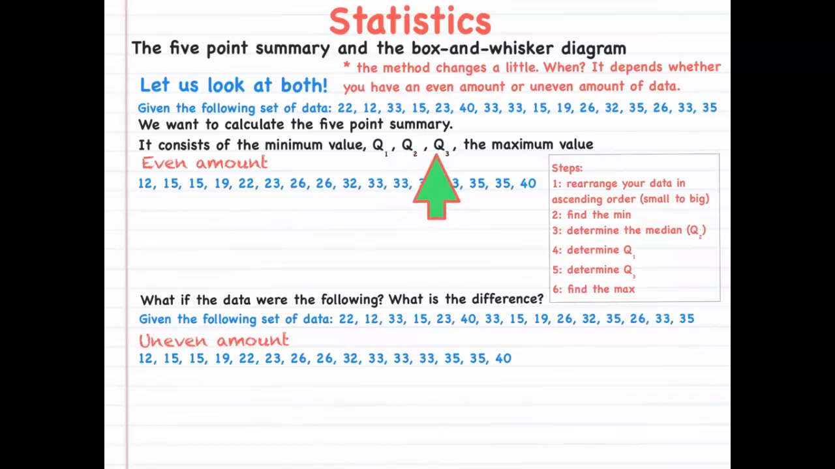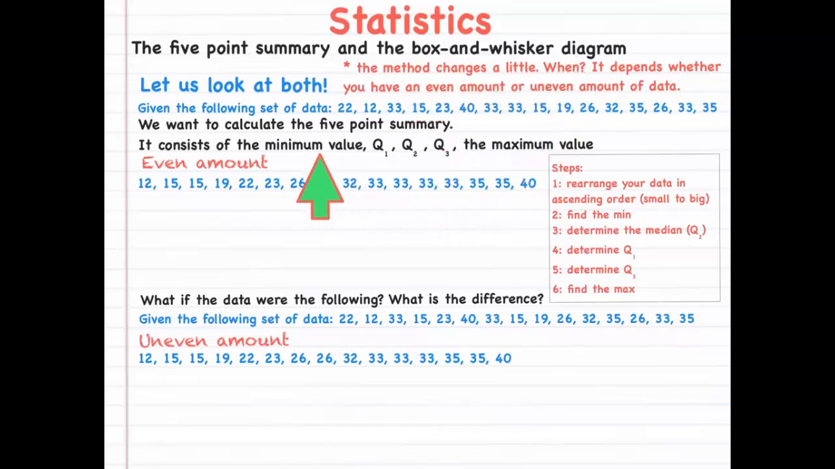And then we have Q3, which is our upper quartile, and the other name for it is our third quartile. And then the last value for our 5-point summary is the maximum value, which is the largest number in our data set. Okay, great. So the minimum value, Q1, Q2, Q3, and the maximum value. Okay, that is our 5-point summary. Don't forget it because you have to calculate these before we can draw a box and whisker diagram.